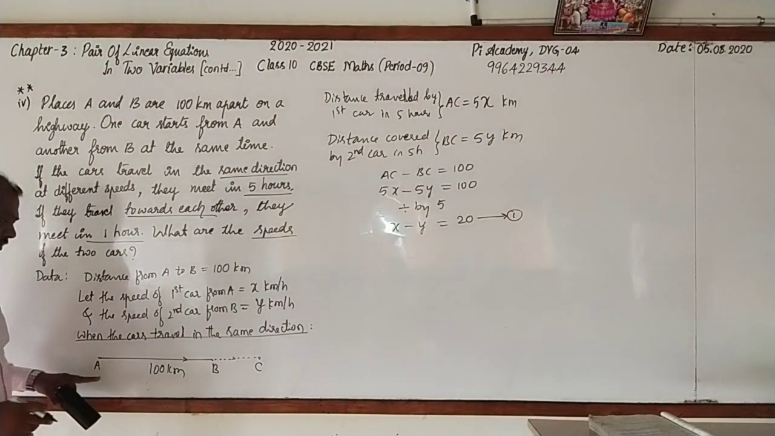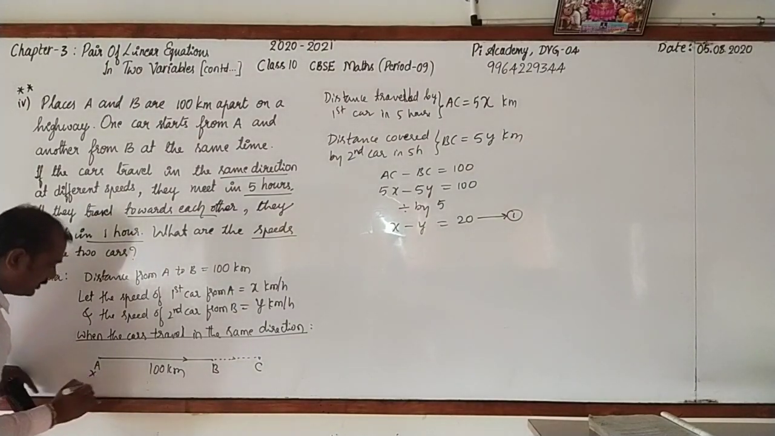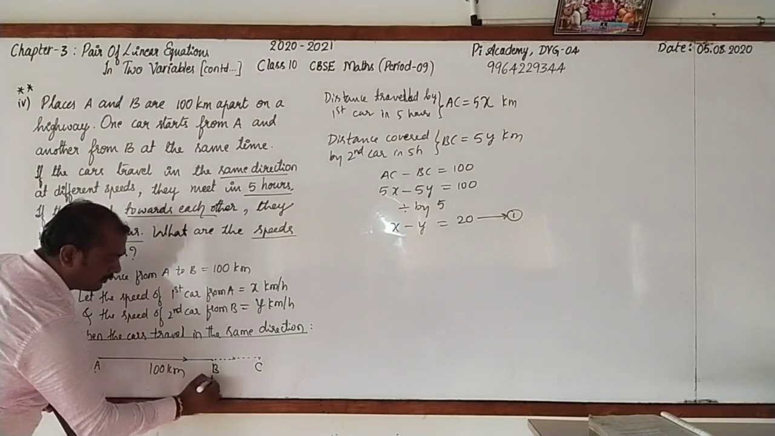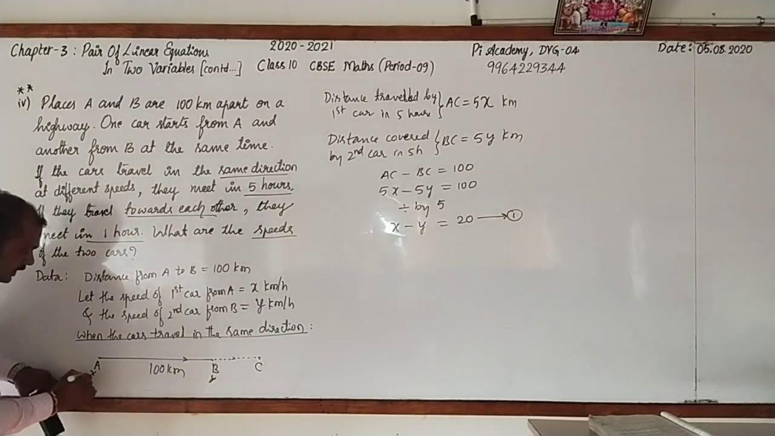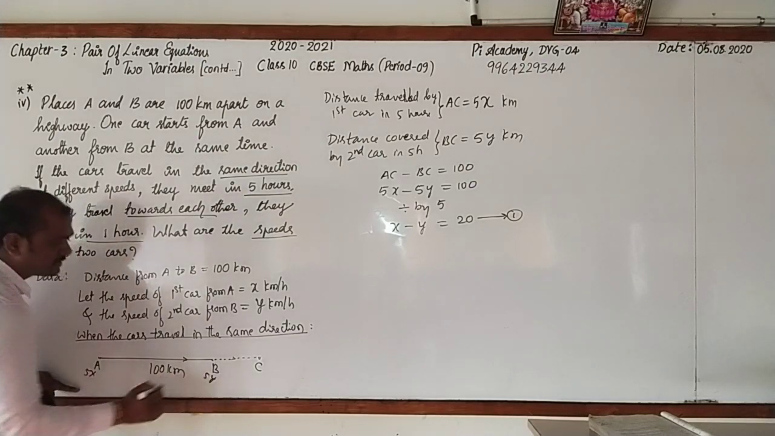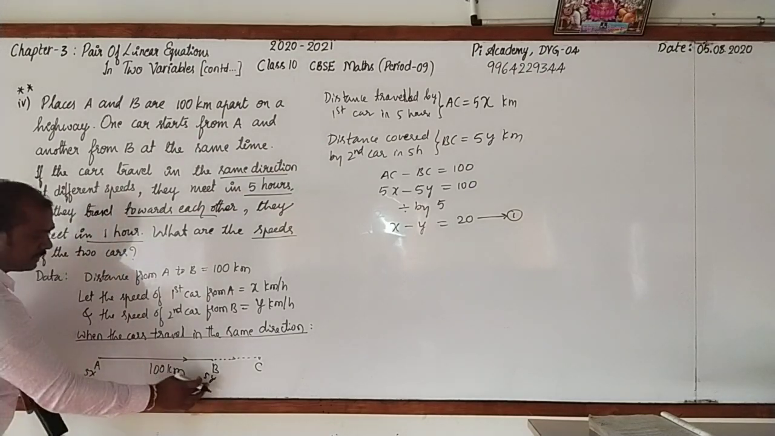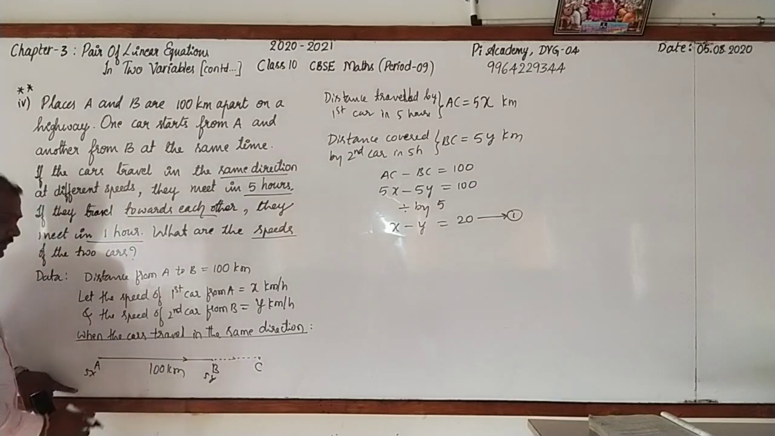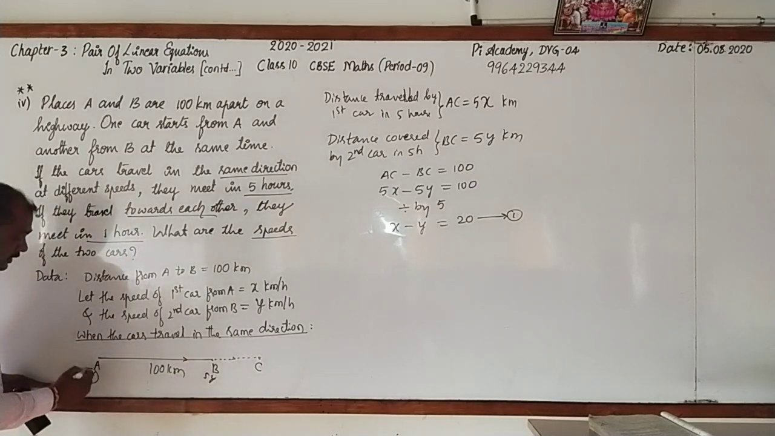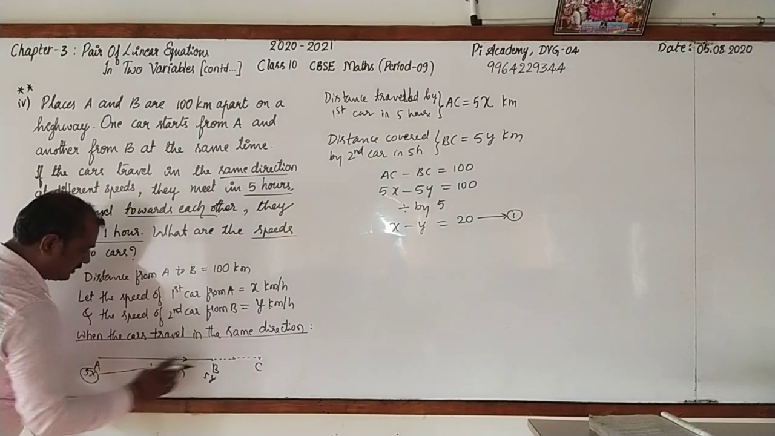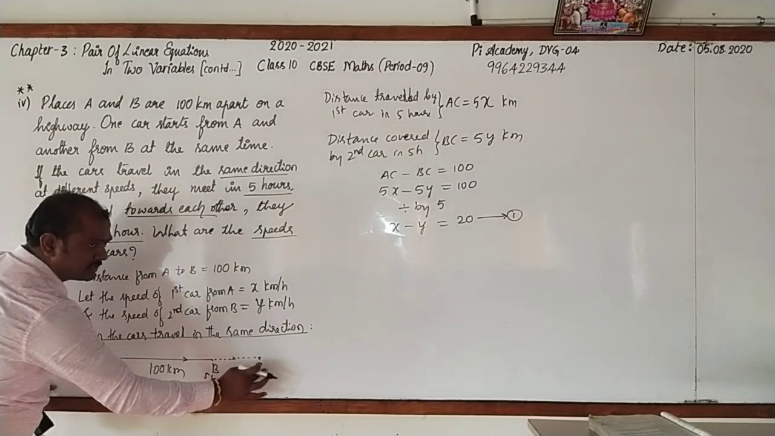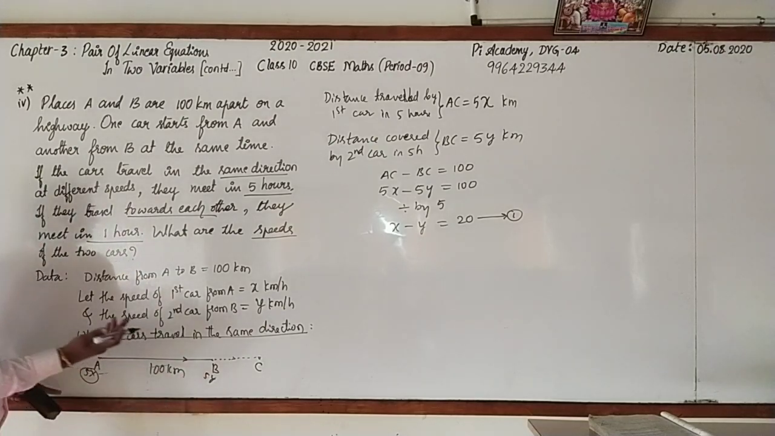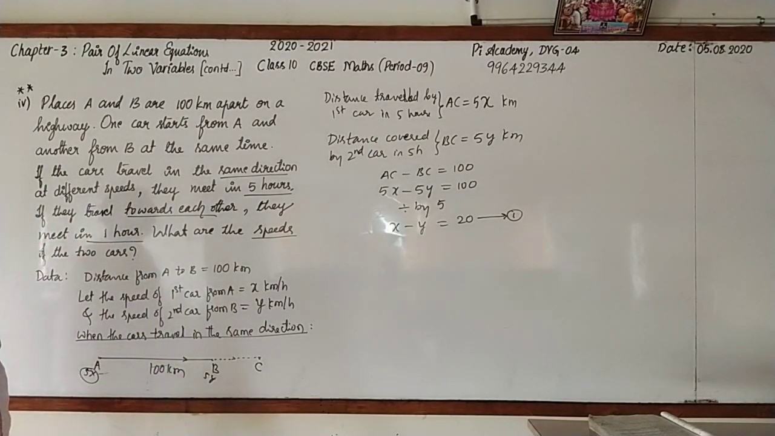Very simple. See that the speed of the car from A is x kilometers per hour, and this is y, and time is 5, and this is also 5, so 5x, 5y. 5x is the distance covered by the first car and 5y is the distance covered by the second car. So 5x minus 5y is nothing but 100 kilometers.